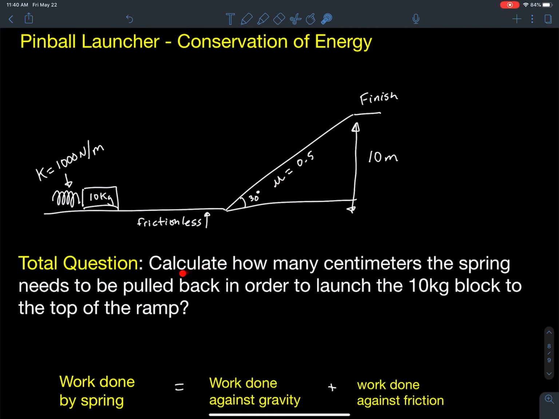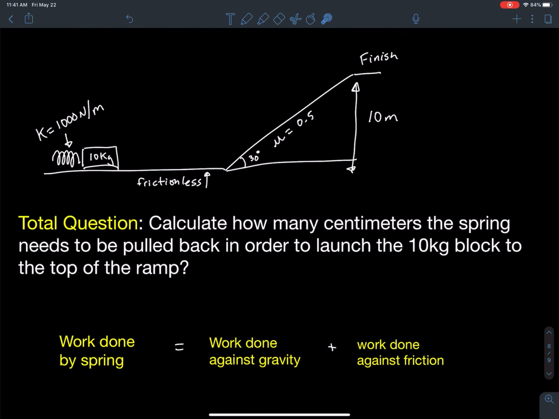The question says, calculate how many centimeters that spring needs to be pulled back in order to launch that object so that it just finishes at the top of the ramp. In that case, the total work done by the spring is going to be equal to the work done against gravity plus the work done against friction up that ramp. This portion here is frictionless. So how would we set up the math to calculate this?